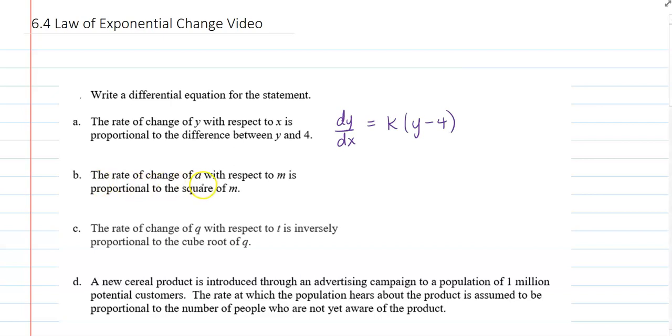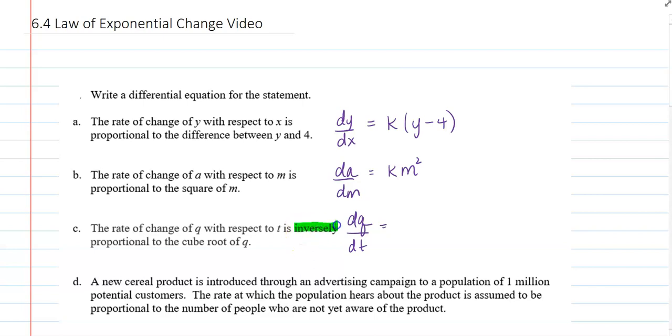Letter B, the rate of change of A with respect to m. So we have dA/dm is proportional to the square of m. Letter C, the rate of change of q with respect to t, so that's dq/dt, is inversely proportional to the cube root of q.